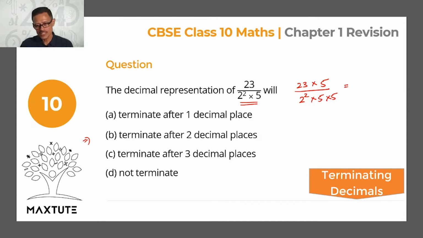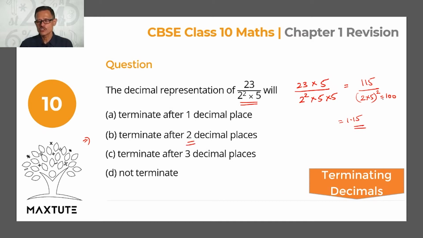But what it does to us is 23 times 5, which is 115. Let's keep that in abeyance for a moment. Let's not worry about it. The denominator becomes 2 square times 5 square. 2 square times 5 square is nothing but (2 into 5) the whole square, which is equal to 100. 115 by 100. Shift the decimal places 2 to the left. That's going to be 1.15. So how many decimal places will it terminate? It's going to terminate after 2 decimal places.